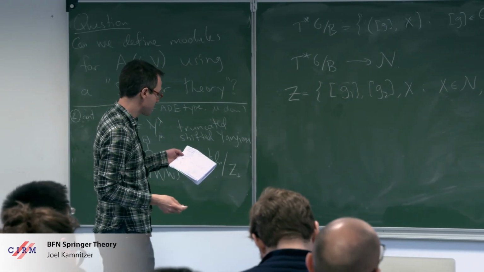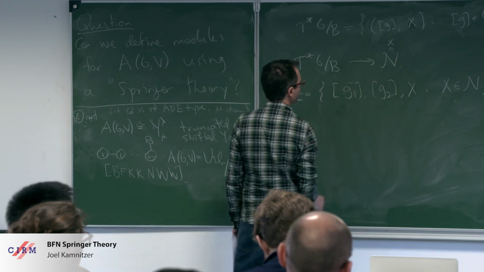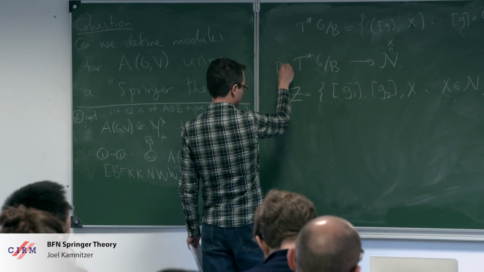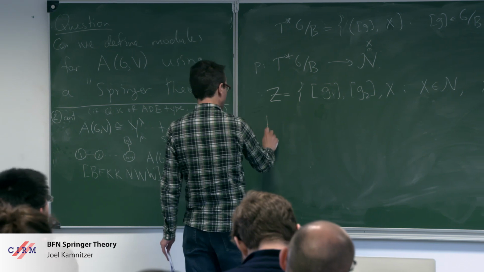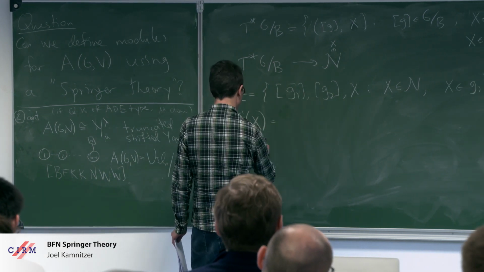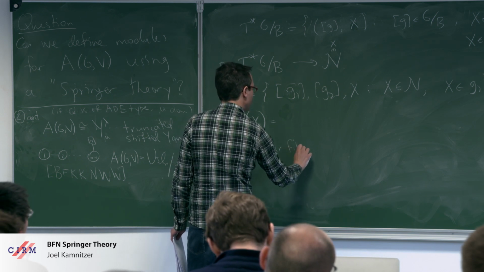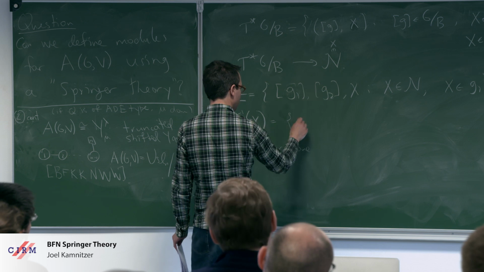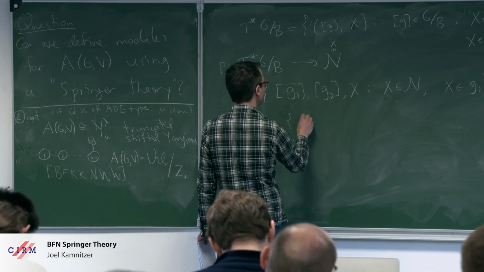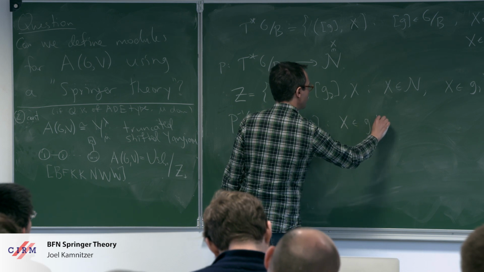And then in this usual Steinberg situation, you consider a nilpotent matrix, or a point in the nilpotent cone, and you consider P inverse of X, the fiber of this. This is a Springer fiber, and it's nothing but the set of all Borels which contain your given X, the G's such that X is in GB.